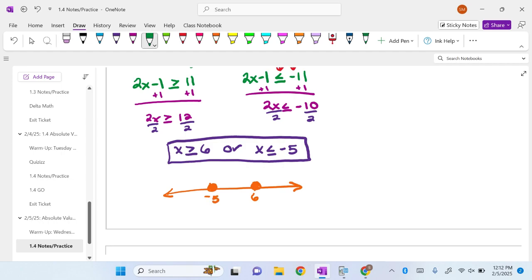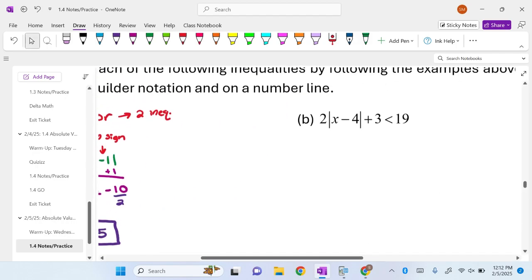Now, am I going to shade to the left or to the right of negative 5? To the left, because x is less than or equal to negative 5. What about for 6? Am I going to shade to the left or to the right of 6? To the right, because we want x values that are greater than or equal to 6. So that would be how I would graph it. Any questions on that one? All right, that's the second example.